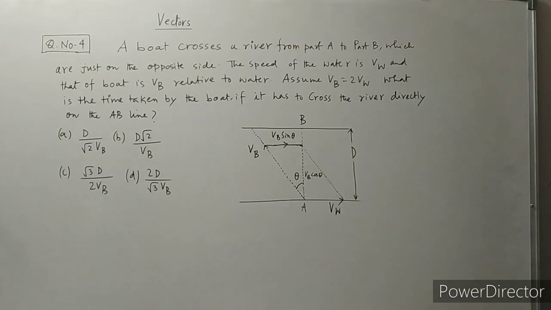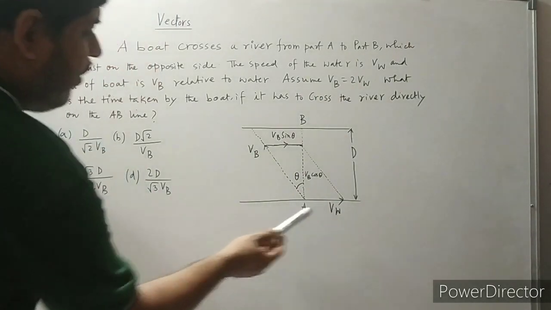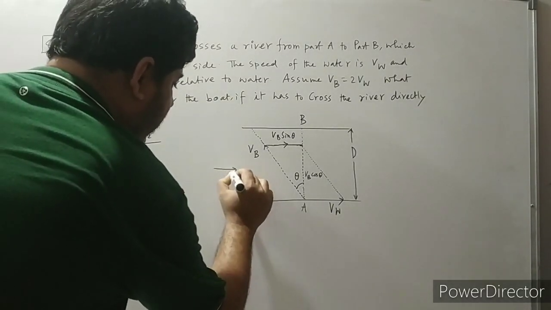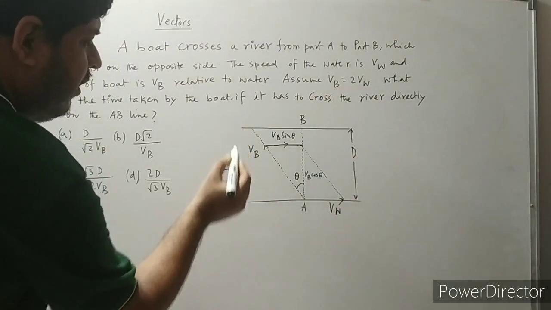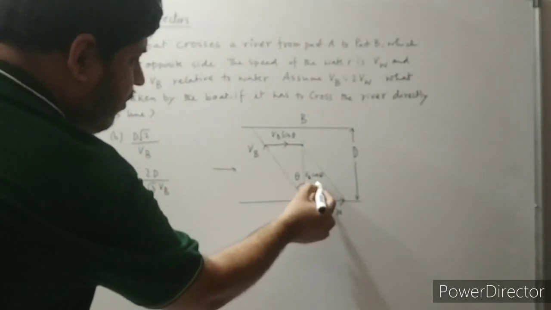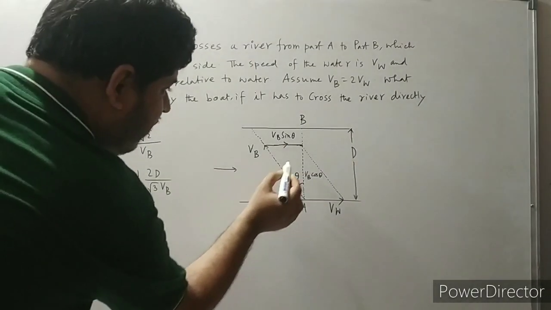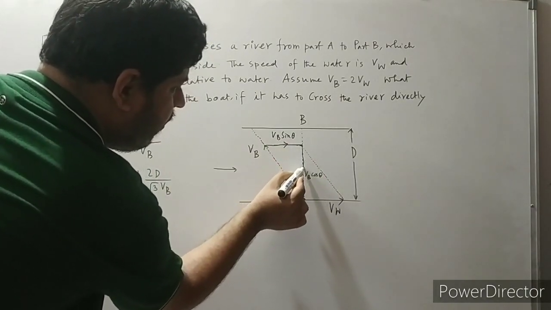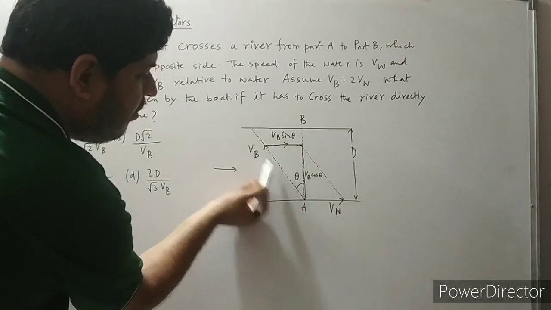Fine, this is our question. So we have assumed that this is the velocity of the water. Like in question number 1, water is flowing in that direction, so the velocity of the water will be in that direction, and the velocity of the boat will be in that direction. So the angle is theta, that component will be VB cos theta, and this component will become VB sin theta. This is the velocity of the boat.